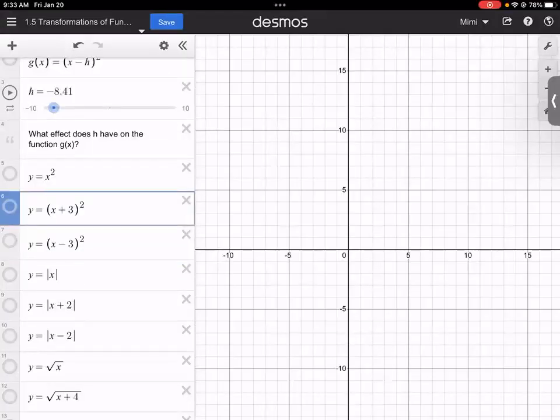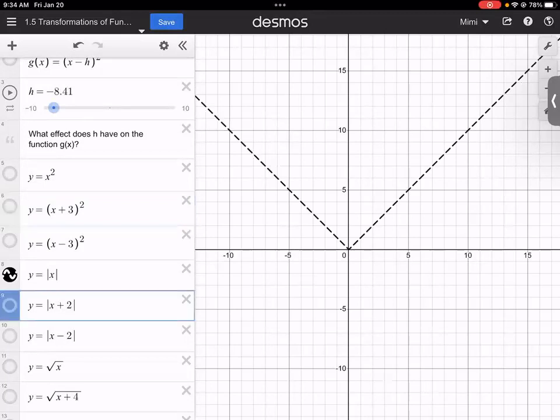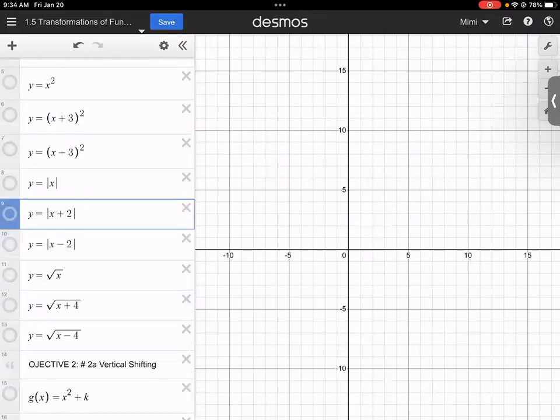Oh, by the way, let me talk a little bit more about horizontal shifting. It doesn't have to be quadratic to shift left or right. It can be applied to absolute values, right? So here's my parent graph, y equals absolute value of x. If I add 2 within the absolute value, then I move left. If I subtract, I move right. Same thing.